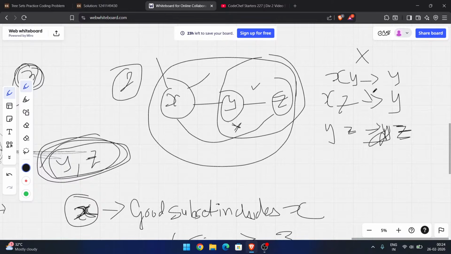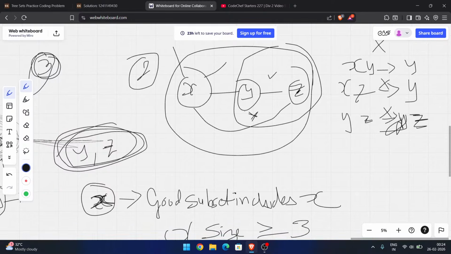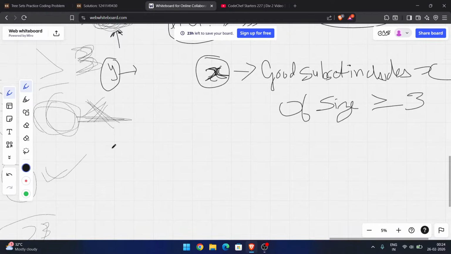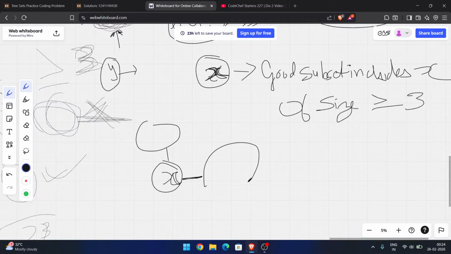So this is not possible. So I can't pick two elements from the same subset. So whatever numbers I have to find, I have to choose them from different subsets only. So if this is x and I am including x, then whatever other numbers are there, they should be from different branches only.